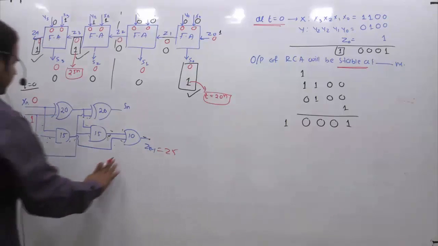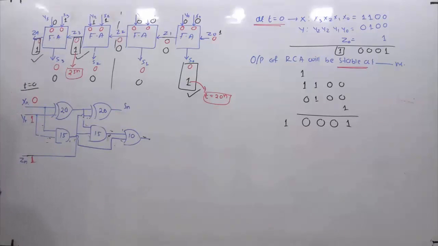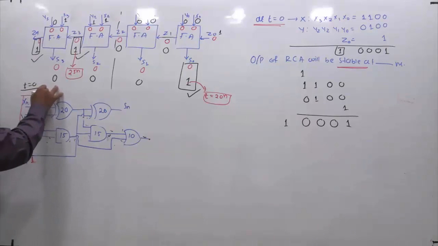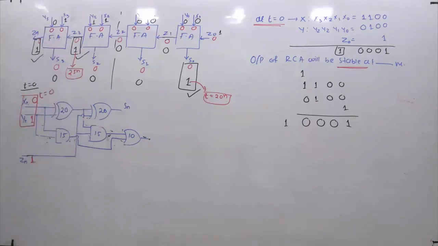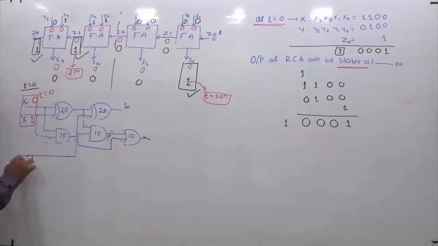Okay. Now once again the same story will continue, but the point is at what time these things are happening. So x equal to 0, y equals 1: these are available at t equal to 0 only, because the inputs are applied at t equal to 0. But this one, Z3 equals 1, is the input to this, right? So at what time are you getting this?